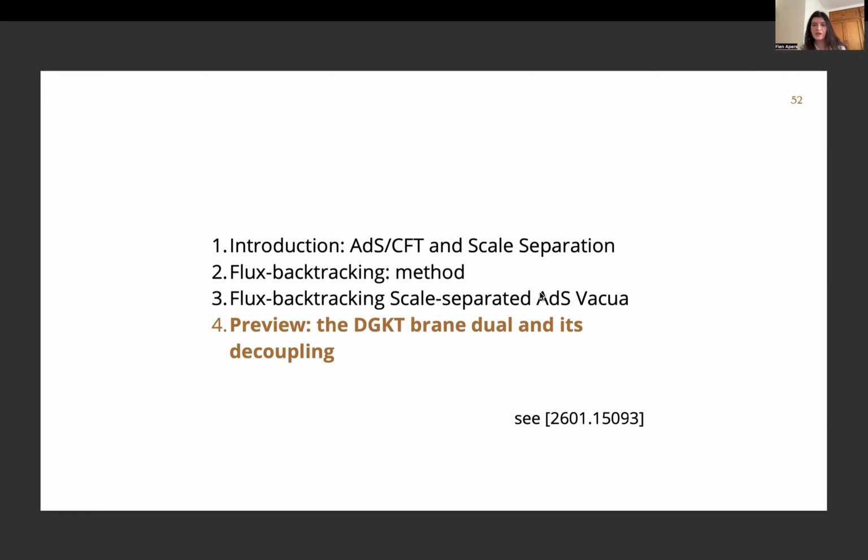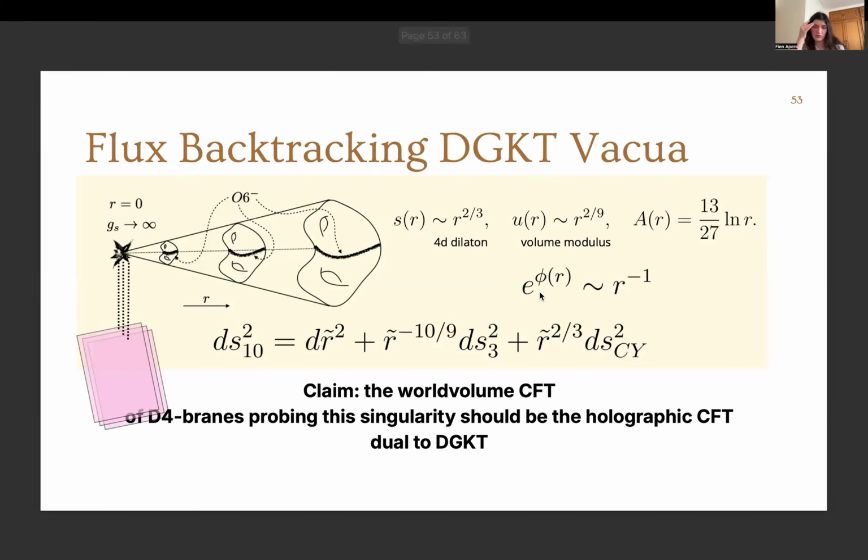Okay, and now I want to end by talking a bit about the full DGKT brane dual and its decoupling. So I said before, the claim is that we need to probe the singularity with D4-branes for DGKT, and then perhaps we can find back the CFT, which is dual to the DGKT vacua on these branes. And one way of doing a step towards checking this is by introducing the D4-branes in this background geometry in a very simple way.